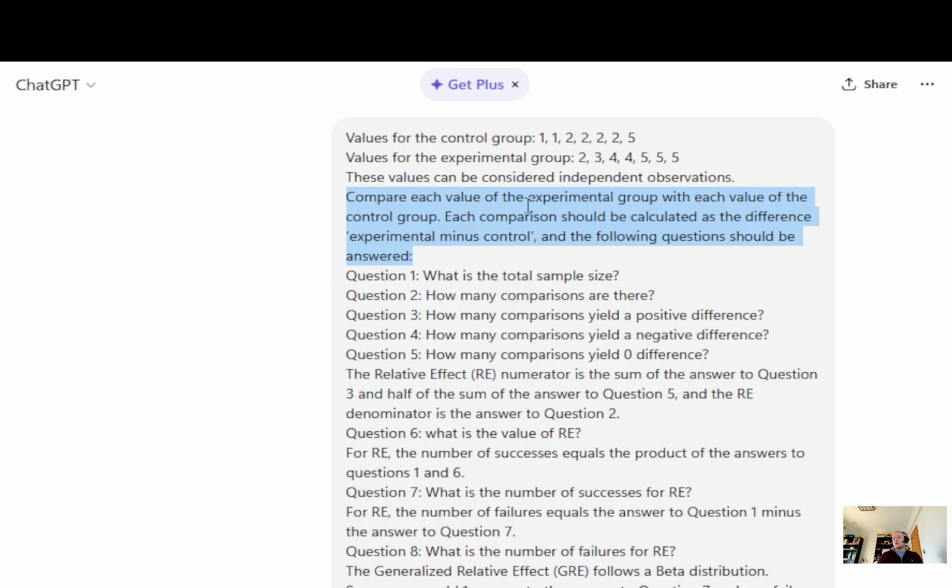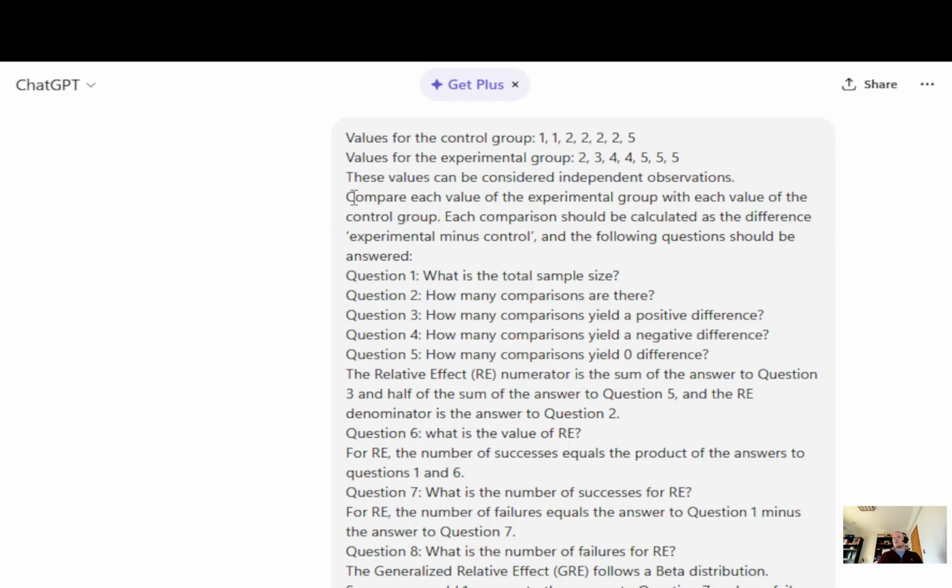So what we're going to do is literally compare every observation in the experimental group with every observation in the control group, okay? So given that there are 7 observations in the control group and 7 in the experimental group, 7 times 7 comparisons is 49 comparisons all in all. We make these comparisons because this way we can calculate, which we will see later, the so-called relative effect, which is an effect size metric that comes among others with Brunner-Munzel's test.